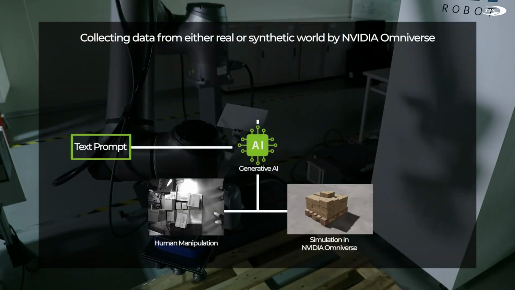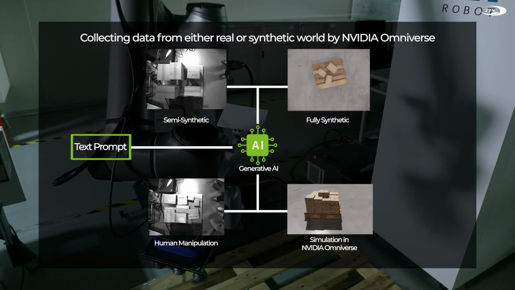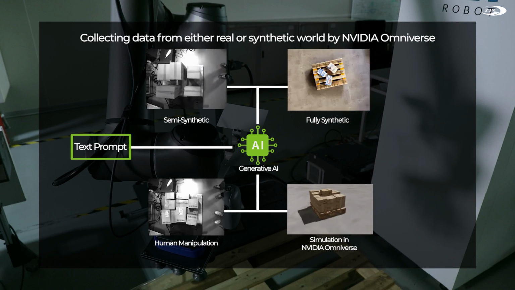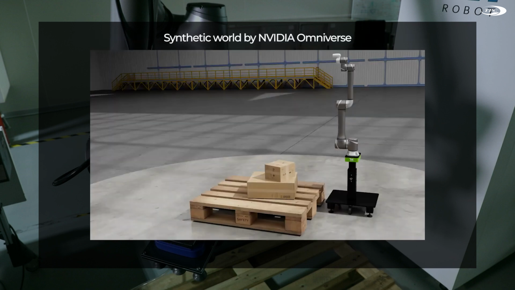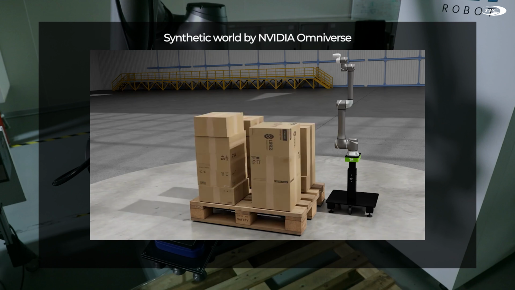To address the challenge of recognizing various types of boxes, we use a diffusion model-based generative AI to generate semi-synthetic and fully synthetic datasets to train the AI recognition model. Part of this dataset comes from the real world, while the other part is derived from NVIDIA Omniverse simulations.